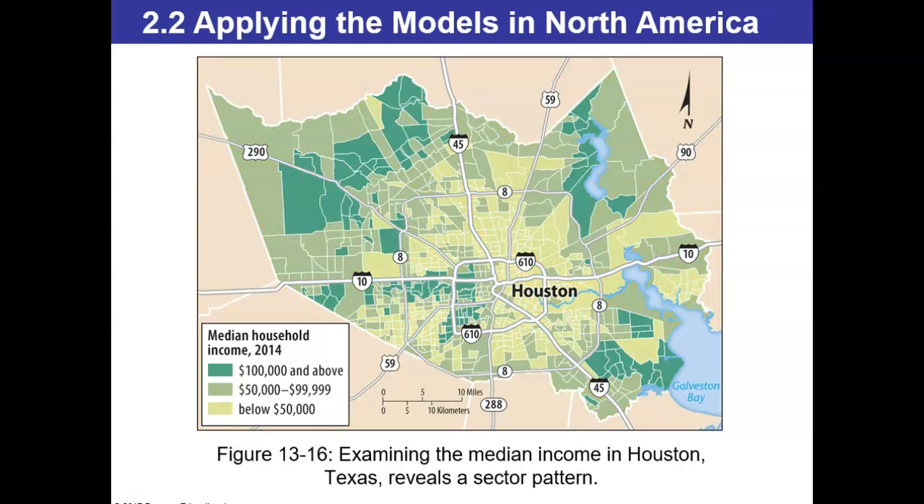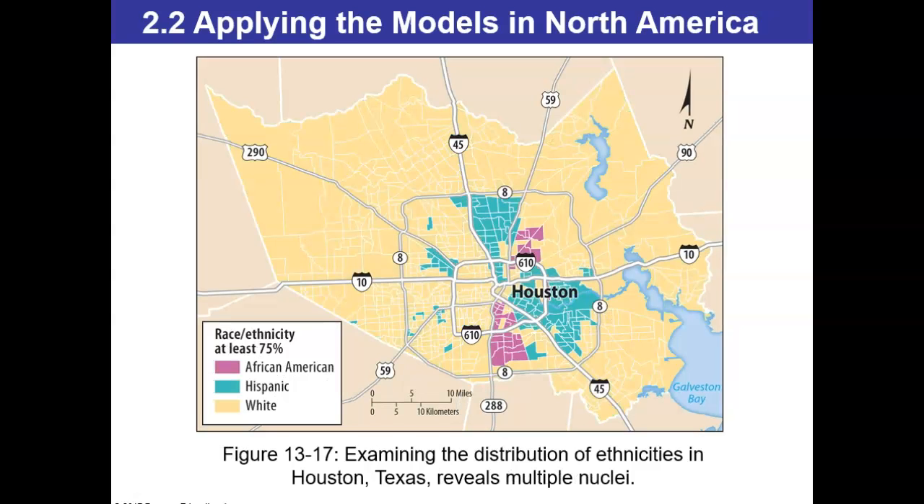Still looking at the city of Houston, we can look at a different figure. Figure 13-16 examines the median income and reveals a sector pattern. Given the 2 families who own their homes, the family with the higher income won't live in the same sector of the city as the family with the lower income. A sector to the west and the northwest here has the highest income households.